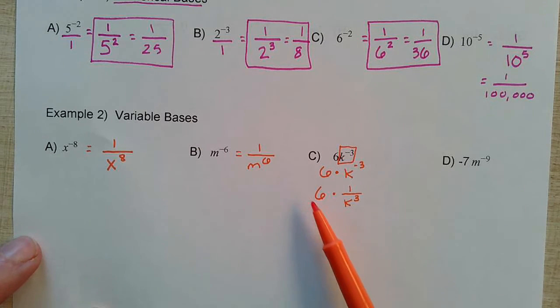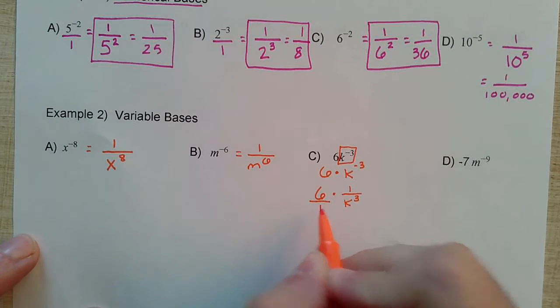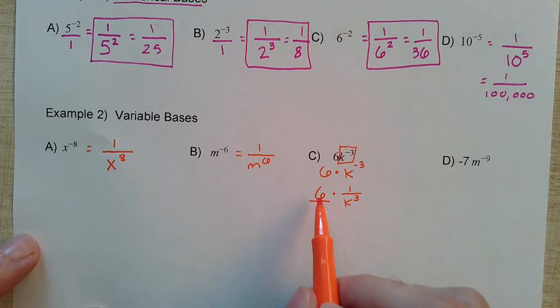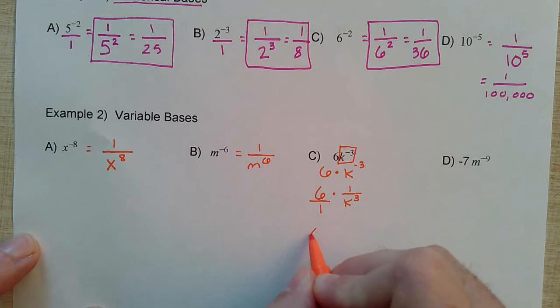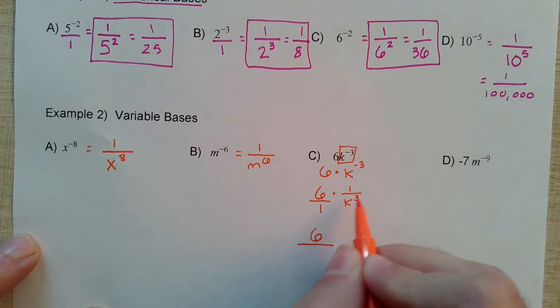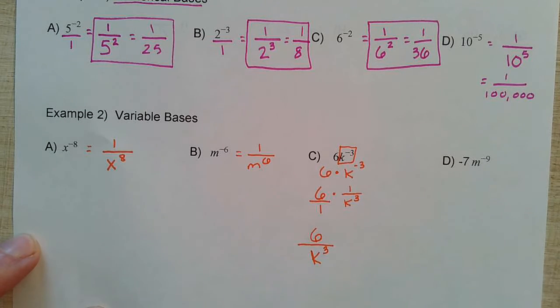Now, if I want to multiply 6 times 1 over K to the third, when I multiply fractions, I multiply numerators and I multiply denominators. So I can rewrite 6 as 6 over 1, and then it's 6 times 1, which gives me 6. And then underneath, 1 times K to the third is K to the third.